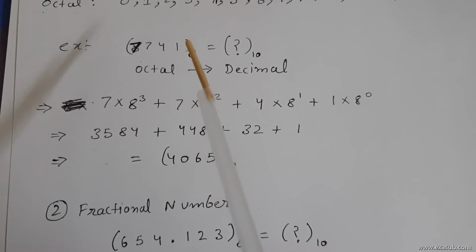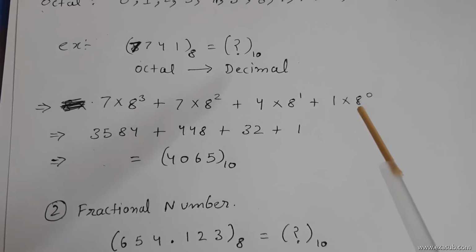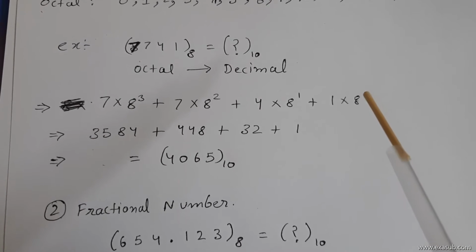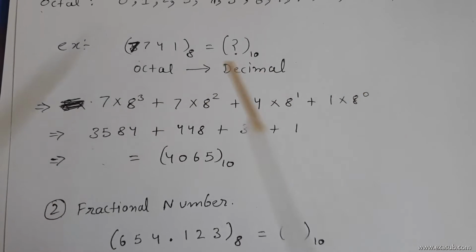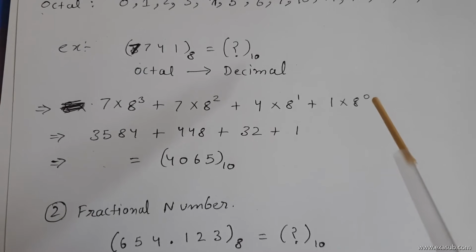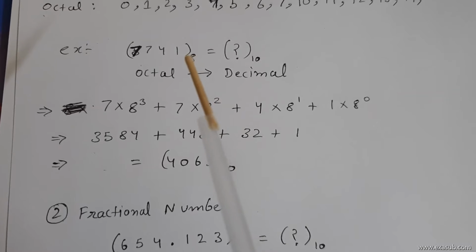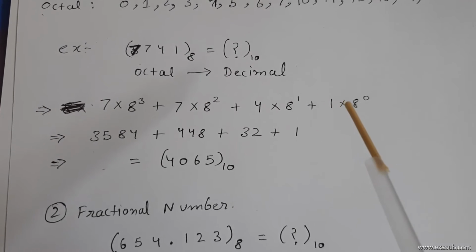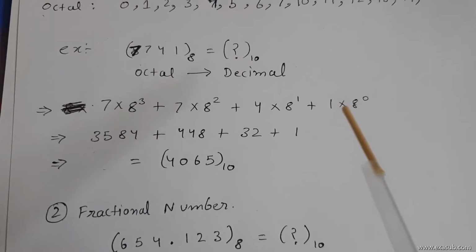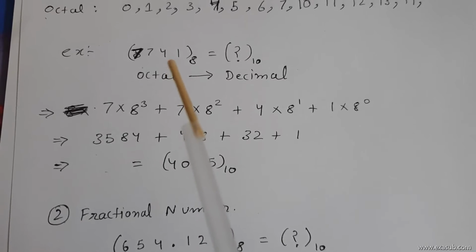So this is the ones position. So 1 times 8 to the power of 0. This 0 is the position of the digit, and 8 to the power of that position gives us the particular weight for that digit. So 1 multiplied by 8 to the power of 0 gives us the place value of that digit.